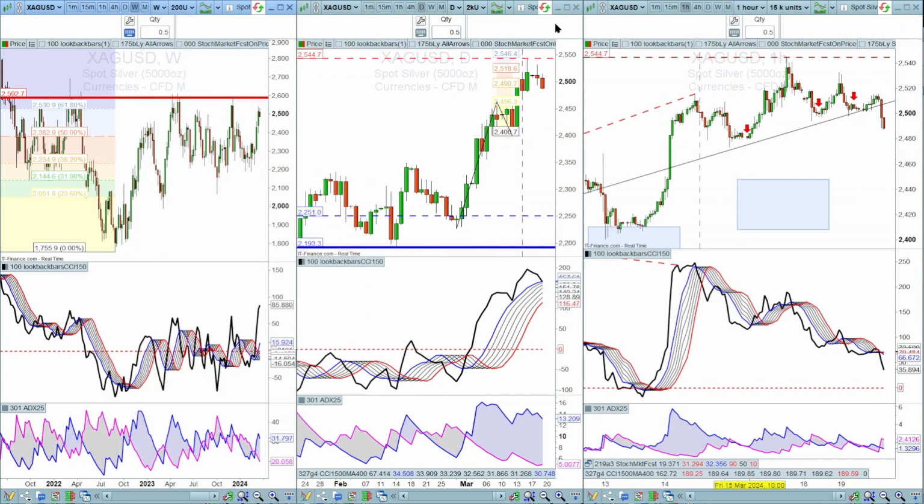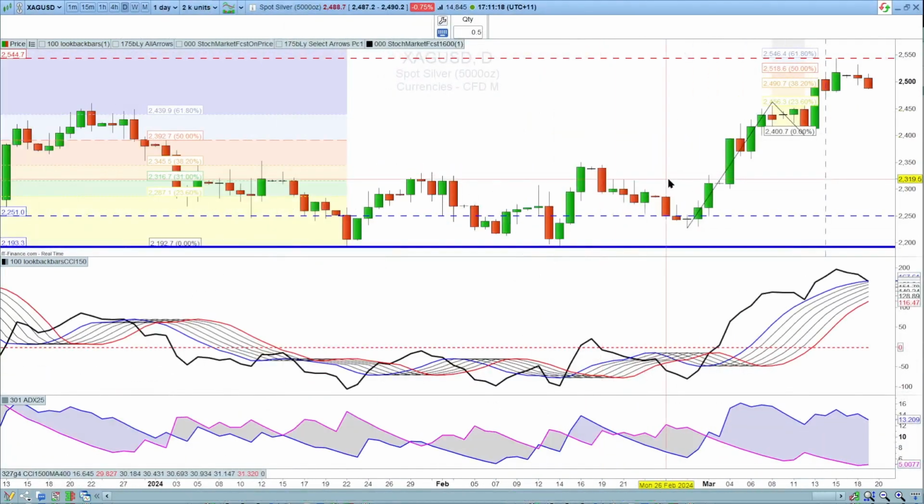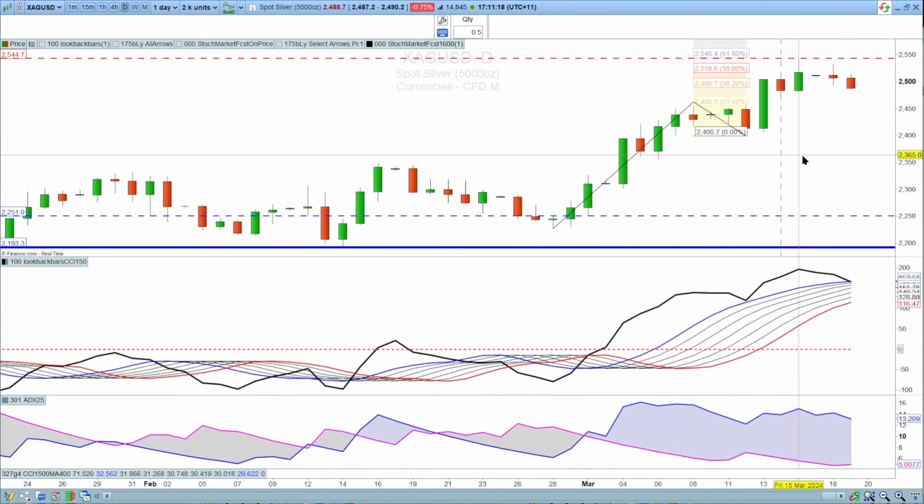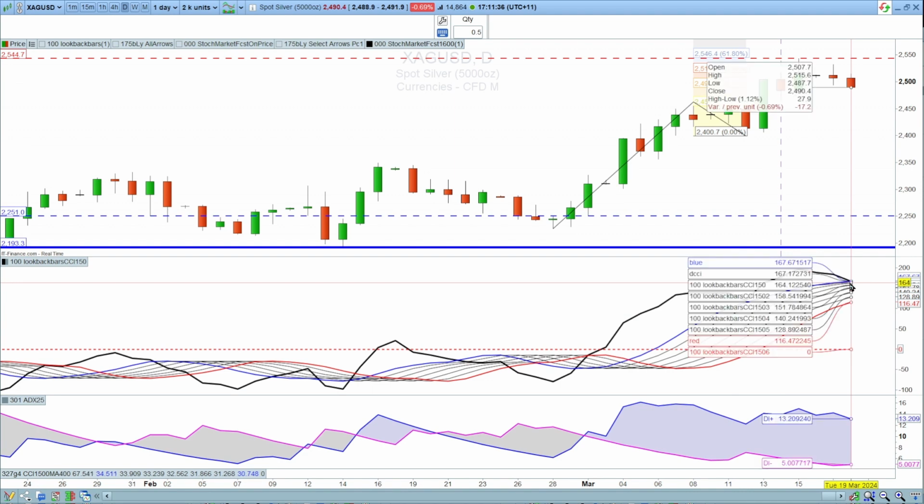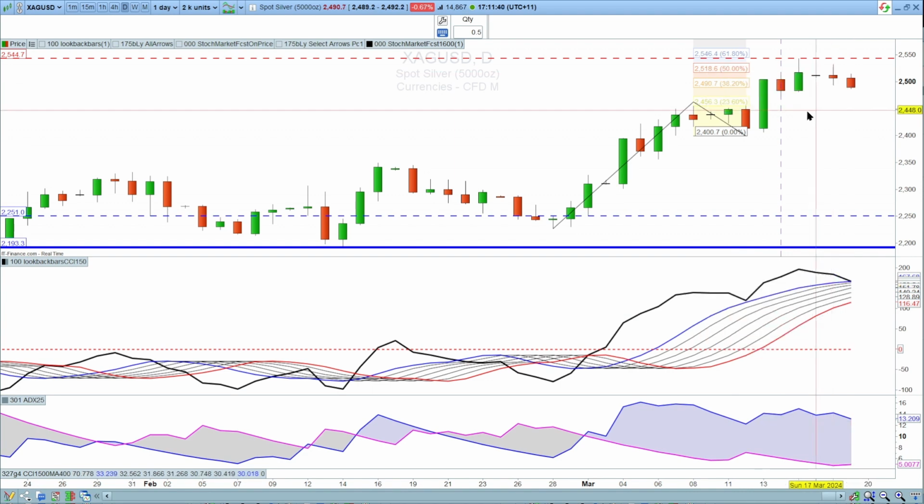On the daily, I've got here a Fibonacci expansion. You can see that it went as high as the 61% of that expansion level. But again, I'm focusing on this CCI 150, and it is touching it right now. So that's turned neutral as we speak.